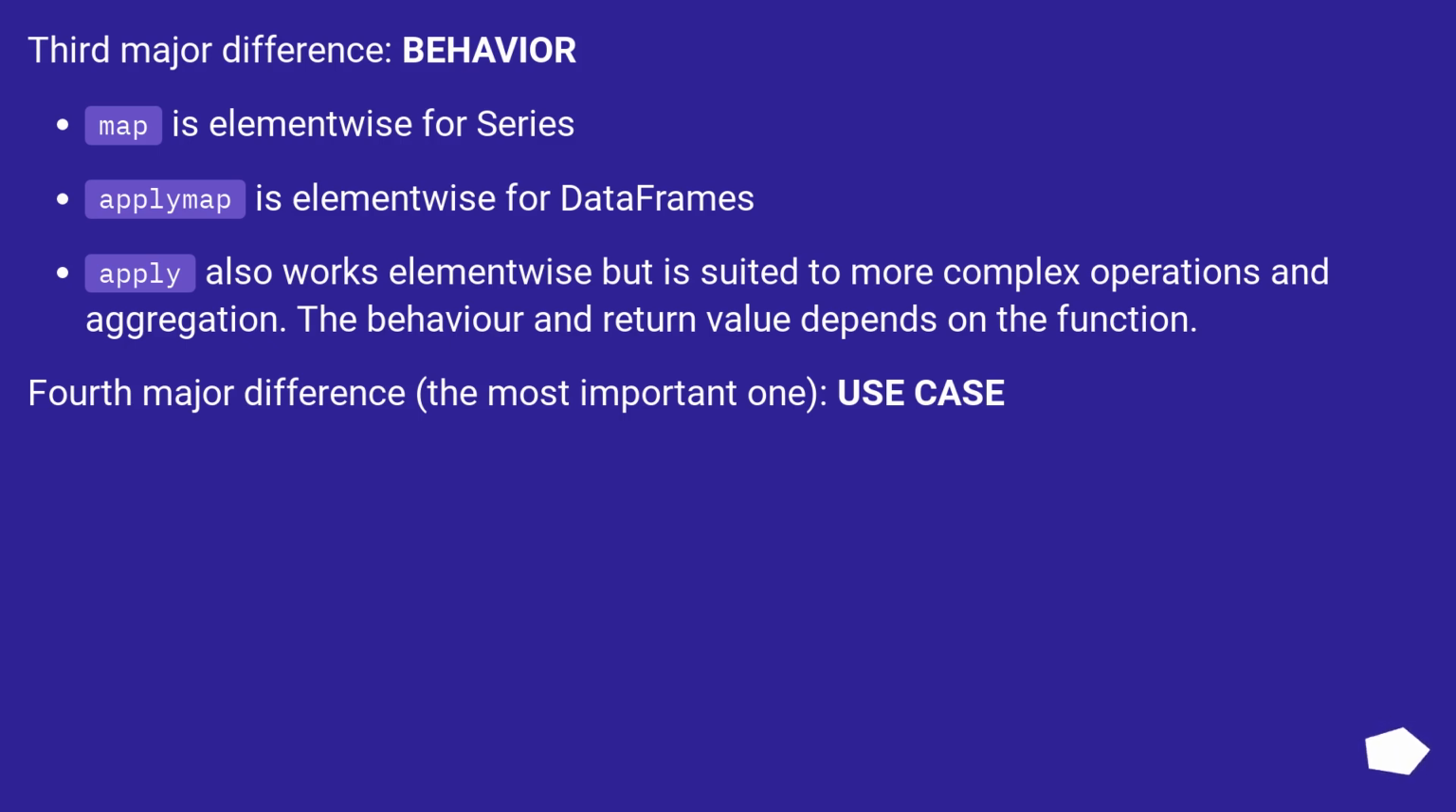Third major difference, behavior. Map is element-wise for series. Applymap is element-wise for data frames. Apply also works element-wise but is suited to more complex operations and aggregation. The behavior and return value depends on the function. Fourth major difference, the most important one, use case.